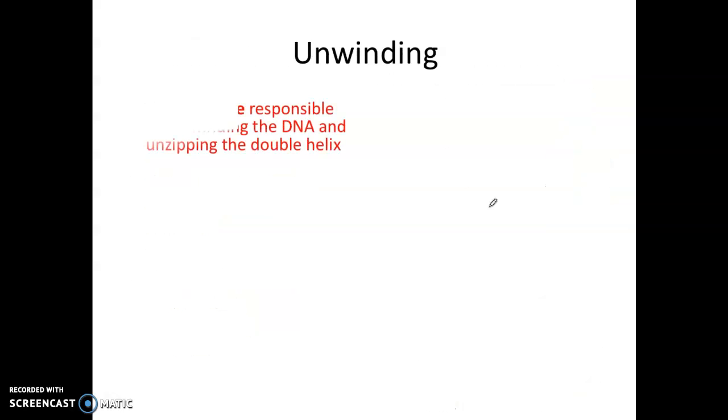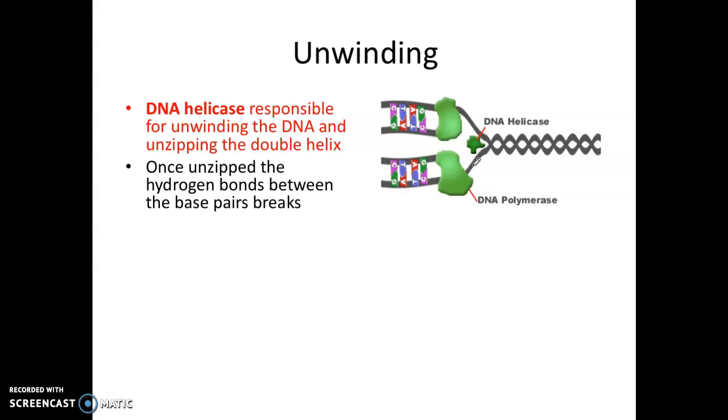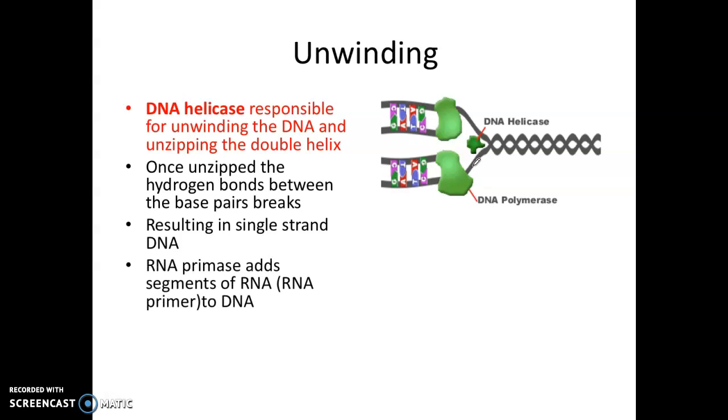So unwinding: DNA helicase, which is an enzyme, is responsible for unwinding the DNA and unzipping it. So think of it as a zipper on your boots or pants, your jacket. It's literally coming up and separating the DNA. So it's basically going to cut up those hydrogen bonds. It's going to leave you with a single strand of DNA. And then your RNA primase, which is another enzyme, is going to come and start adding your primer to the DNA.